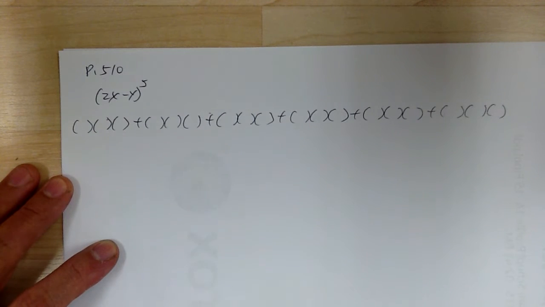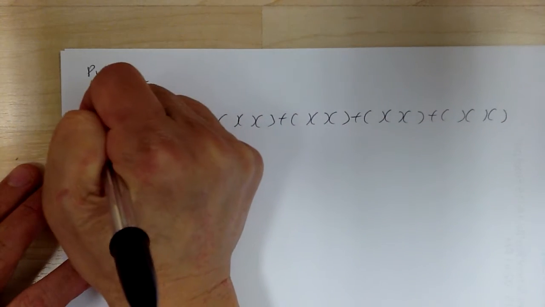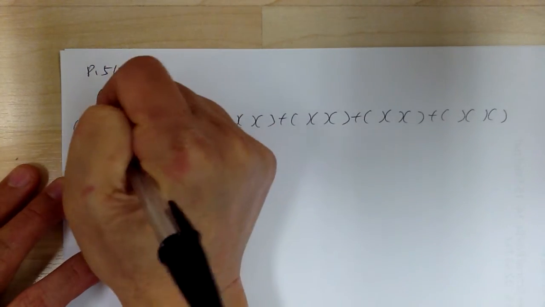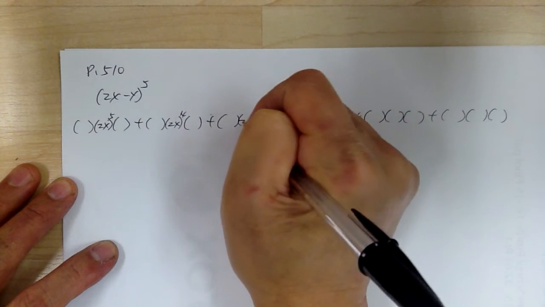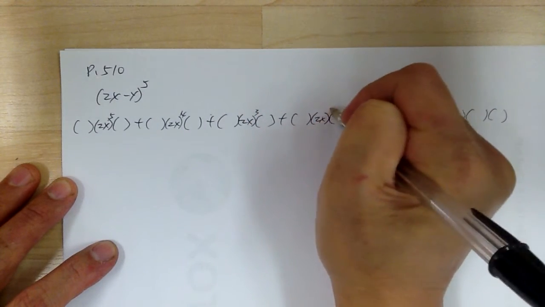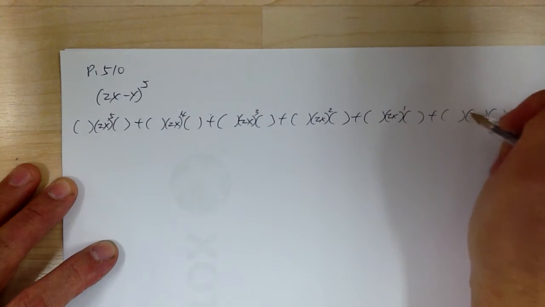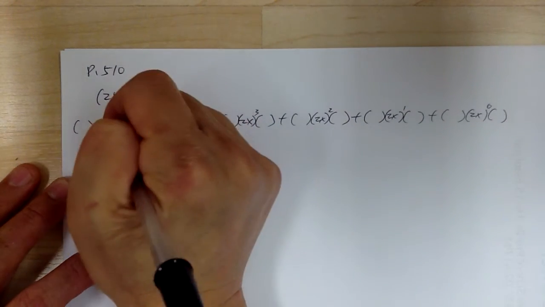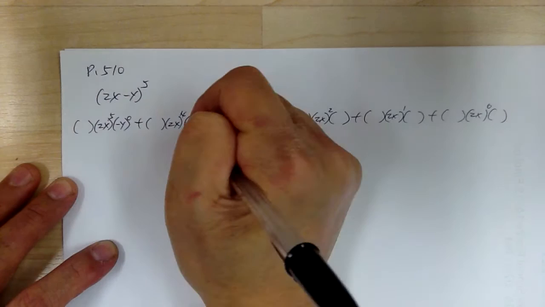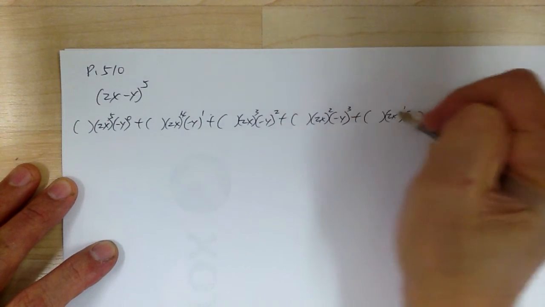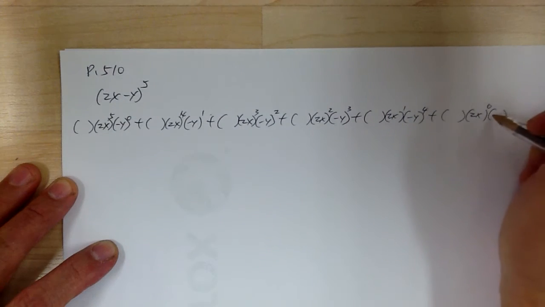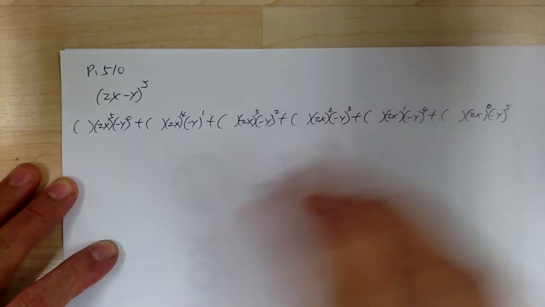Just like before, when you're using the Pascal triangle, you're going to get 2x to the 5, 2x to the 4, 2x to the 3, 2x to the 2, 2x to the 1, 2x to the 0. And then the second part would be negative y to the 0, negative y to the 1, negative y to the 2, negative y to the 3, negative y to the 4, negative y to the 5. So it's the same.